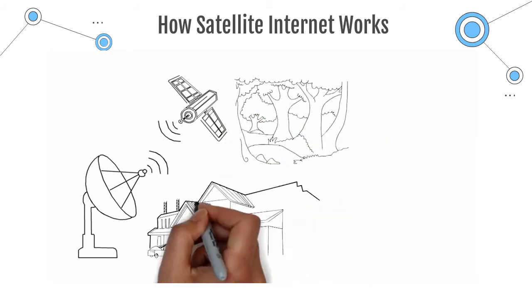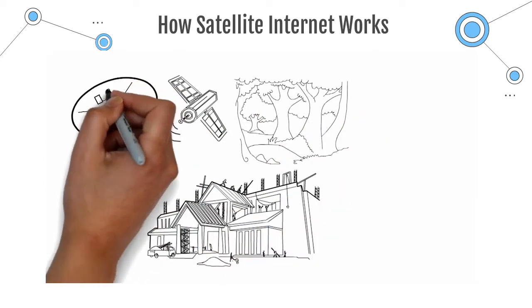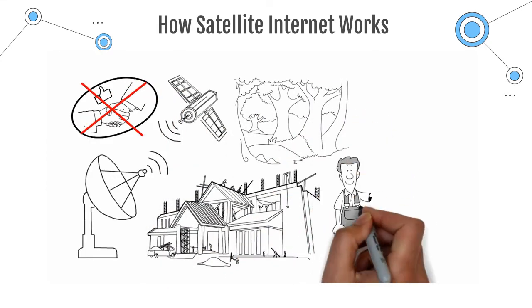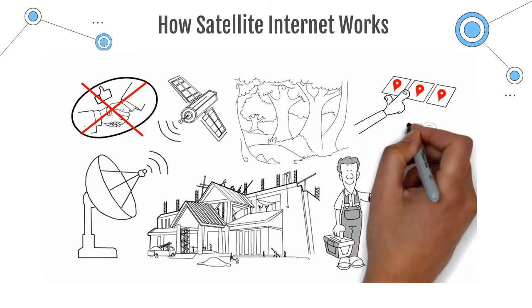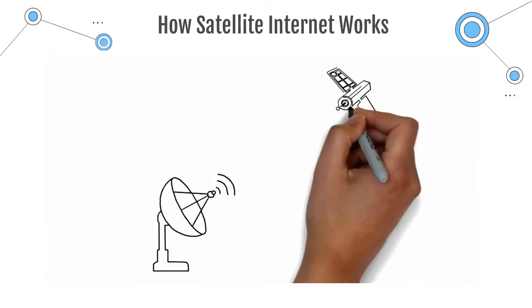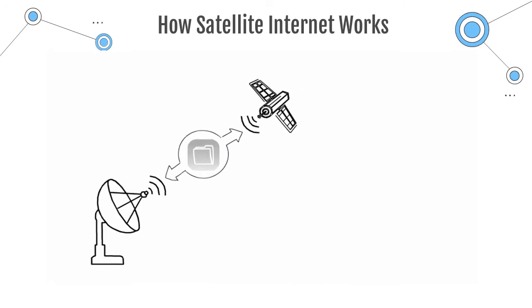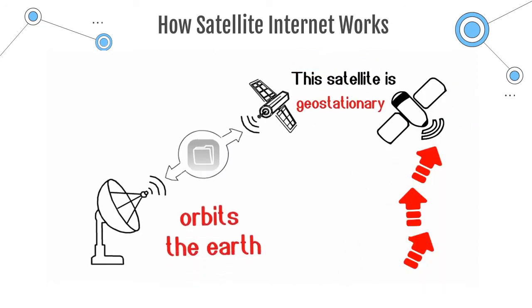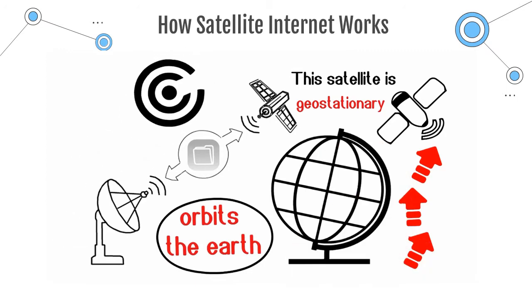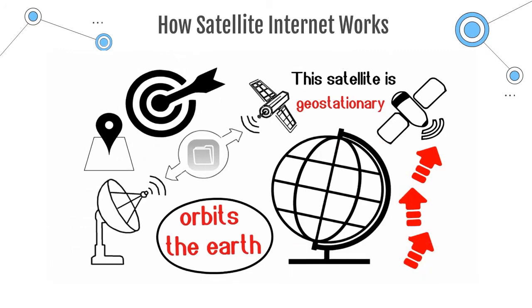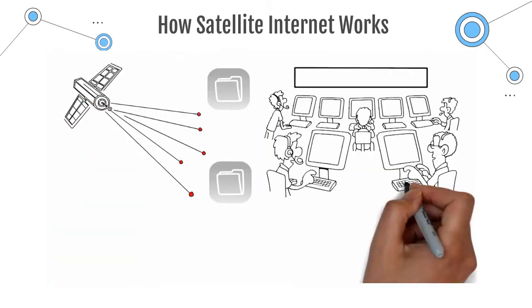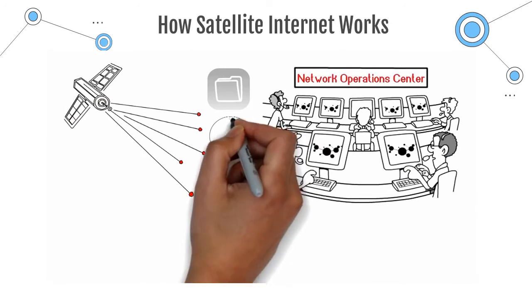Obstructions such as trees or buildings could impact your service quality. Installers take these factors into consideration when they choose a spot. A dish sends your request data to the satellite. This satellite is geostationary, which means it orbits the Earth at just the right speed to essentially stay in one place. The satellite beams your data to a Network Operations Center on Earth.